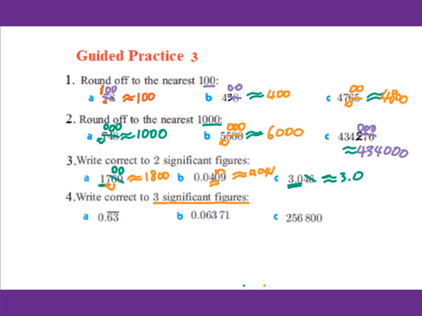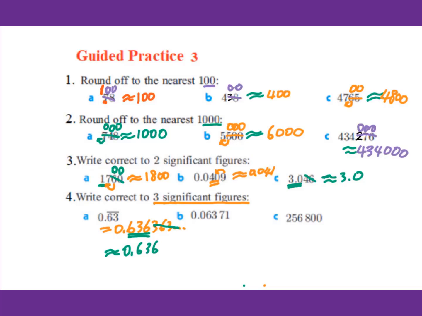For number 4, write correct to 3 significant figures. For A, we know this bar meaning, that's 0.63663. We need to change into 3 significant figures. So from the front, these 3 are significant figures. So cross out this. These 3 will be rounded down. So we have 0.636.